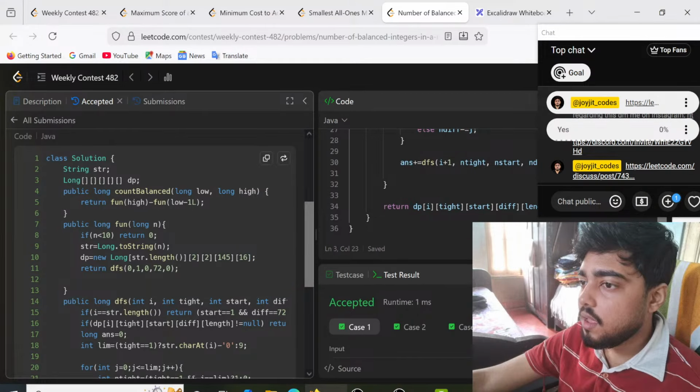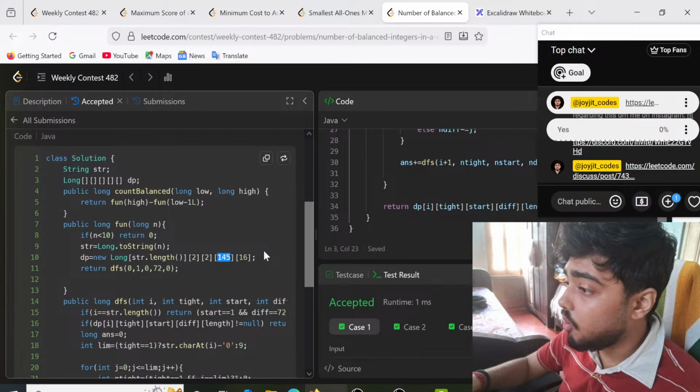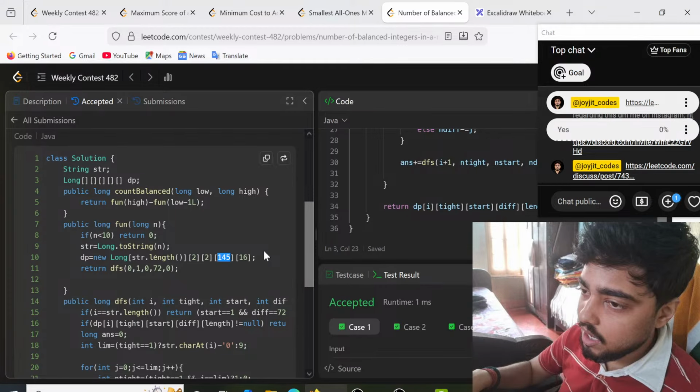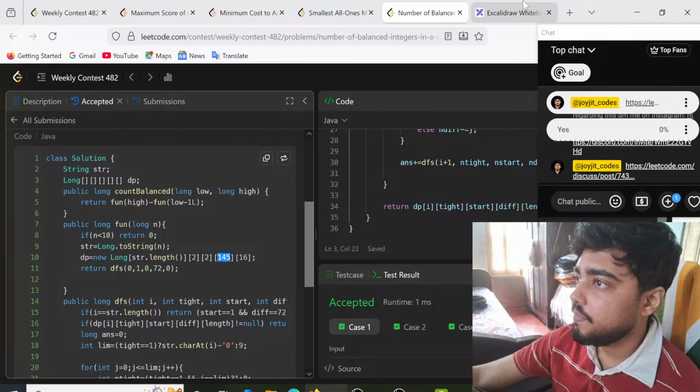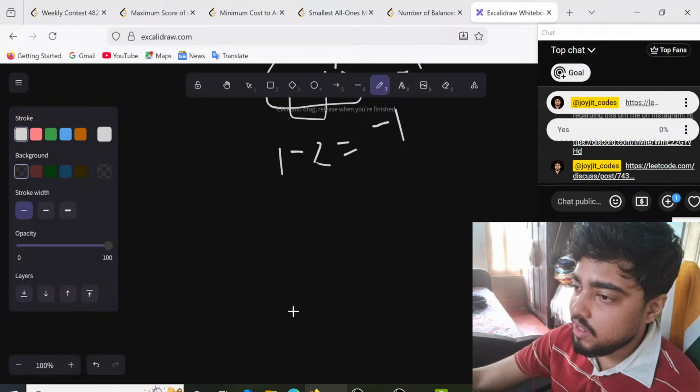Okay, but what is this 145? A specific number. What is it? 145 is nothing but the difference between the odd and the even positions. Why do I keep it 145? I'll tell you. Let's say it was given that there were 15 digits to be maximum.